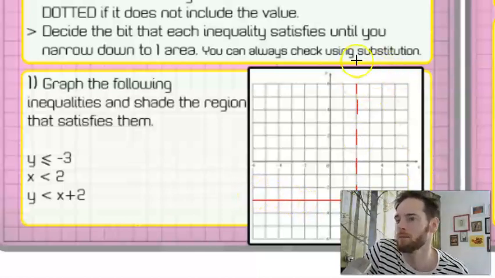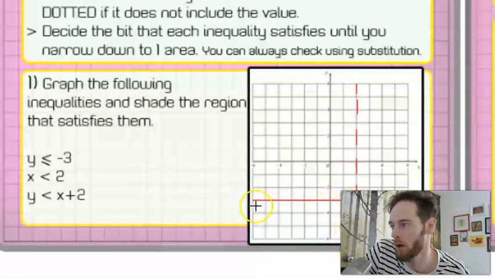And that's that inequality. Now we're interested in anything that's less than this value of x equaling 2, so it's everything this side of the line, everything to the left of it. So at the moment we've narrowed it down to this section here, this rectangle down the bottom left hand corner of the graph. Now we've got to deal with this last one.